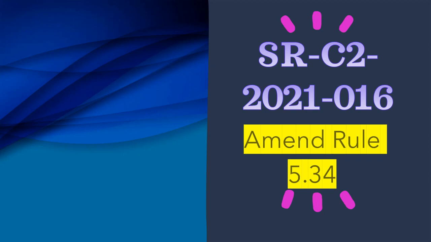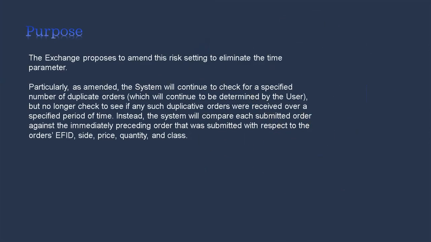I'm going to be talking about SR-CBOE-2021-016. This is a new filing out of Cboe to amend Rule 5.34 related to duplicate orders and risk protection. Now, the exchange proposes to amend this risk setting to eliminate the time parameter.